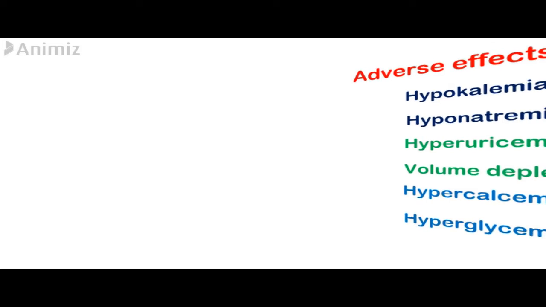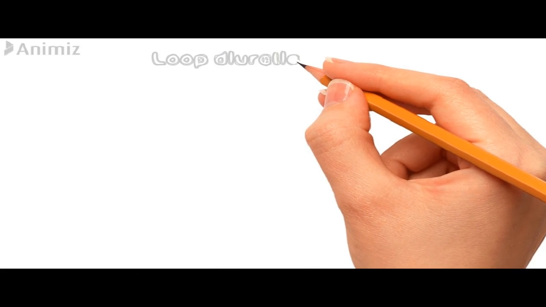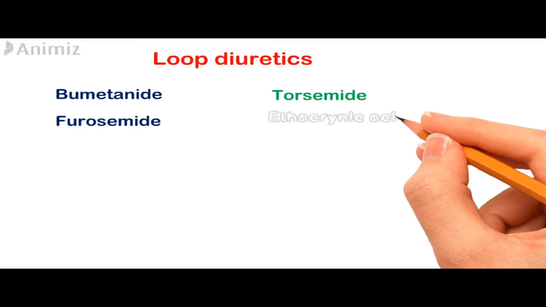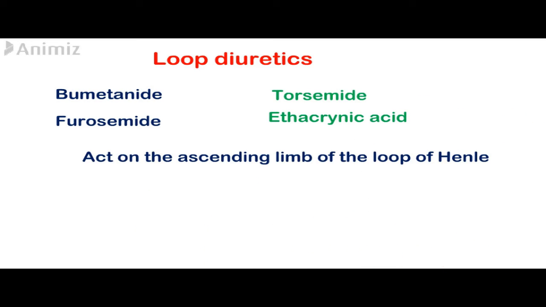The loop diuretics are bumetanide, furosemide, torsemide, and ethacrynic acid, and their major site of action is the ascending loop of Henle. Of all the diuretics, they have the highest efficacy. And furosemide is the most commonly used loop diuretic.